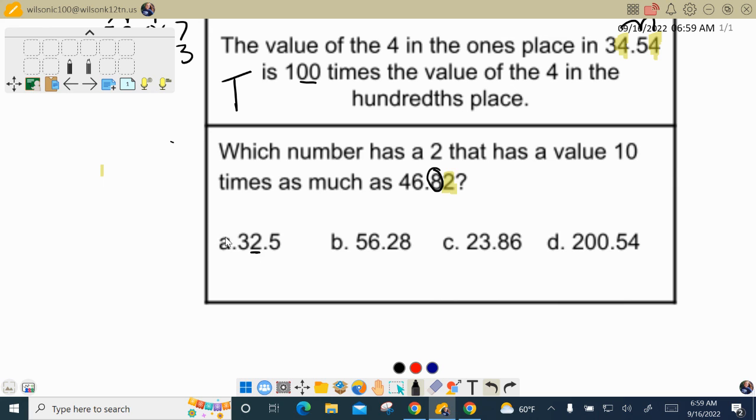This 2 is in the ones place. That would be 100 times bigger. That's not what I want. This 2 is in the tenths place. That's a maybe. This 2 is in the tens place. That would be 1, 2, 3. So 1,000 times bigger. That's not what I want. And this 2 is in the hundredths place. So that would be 10,000 times bigger than a 2 in the hundredths place. So that's wrong as well. I hope you got B for your answer.